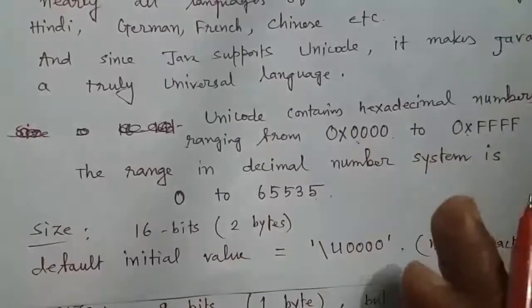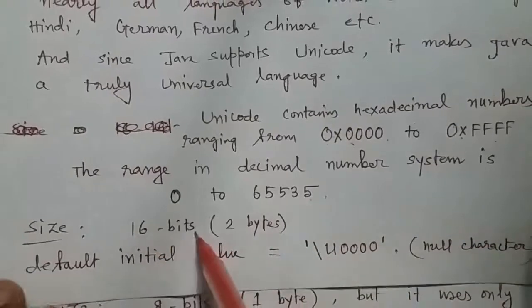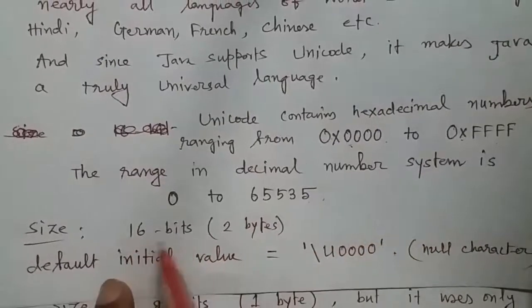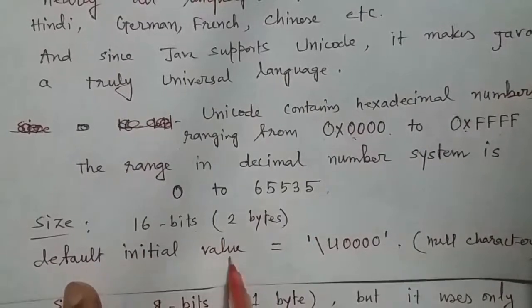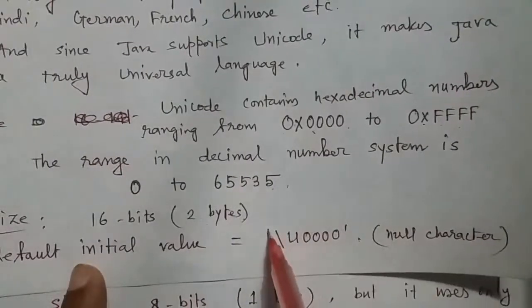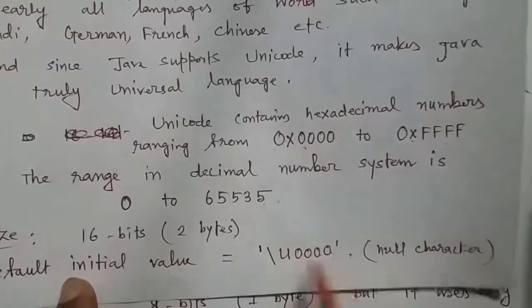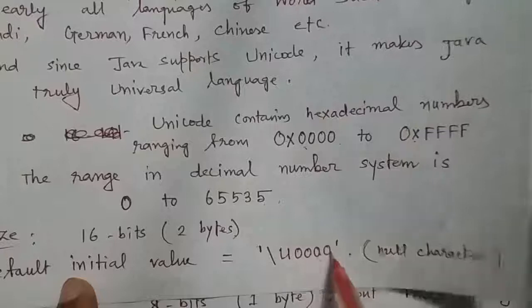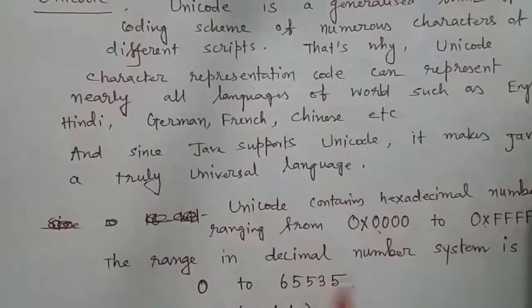The memory space occupied by a variable of char data type is 16 bits. Remember, the data type is char. So 16 bits means 2 bytes. And the default initial value, within single quotes, is backslash u 1 2 3 4 zeros, that is, backslash u followed by four zeros. This is known as the null character. Is that clear?